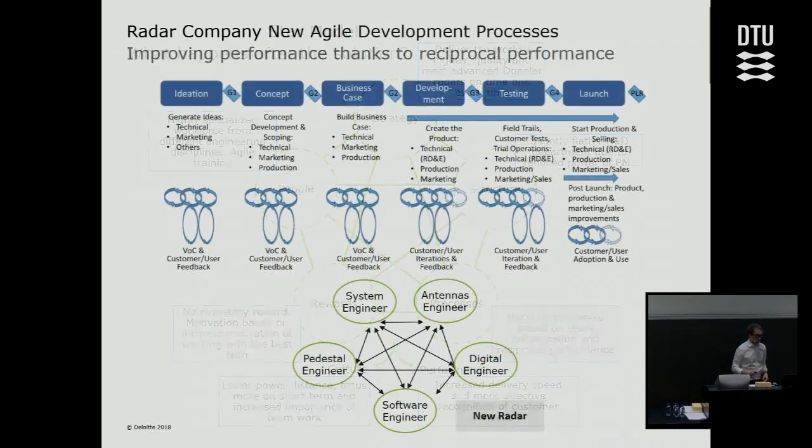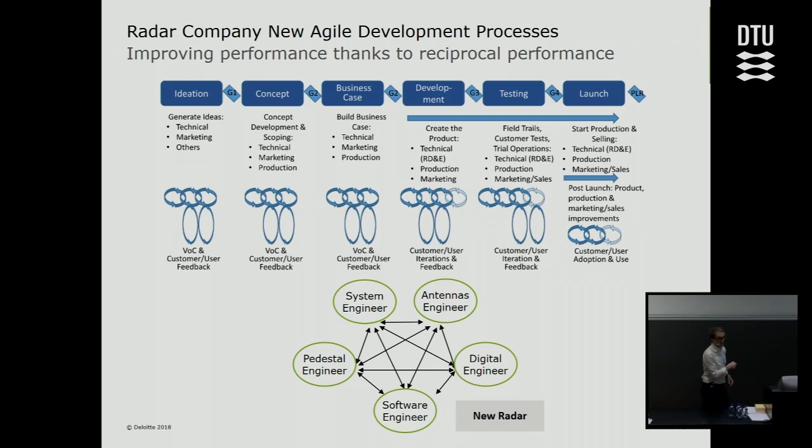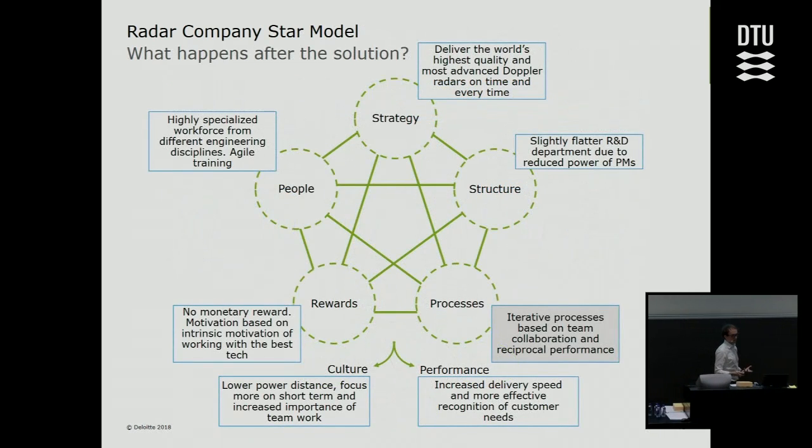So this is the solution. They're going to pass to this reciprocal performance. Let's see how this impacts now our overall star model. So now we have an iterative process based on collaboration and reciprocal performance, and this is working very well, let's say. Maybe it's not, but for the purpose of this course, let's say that it is.